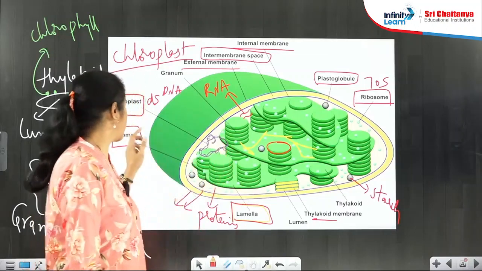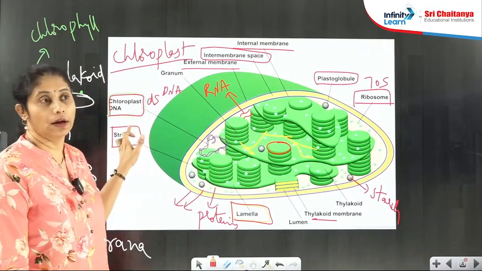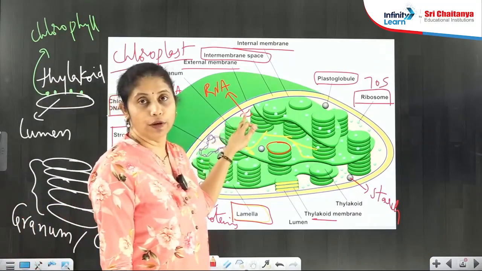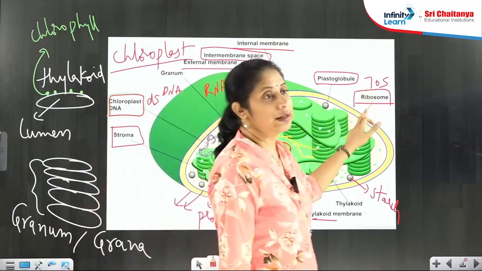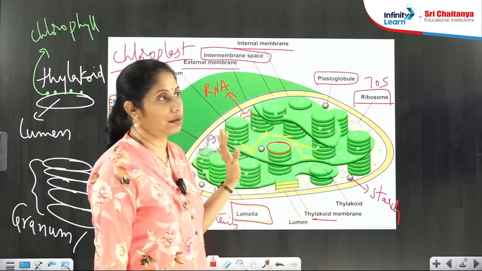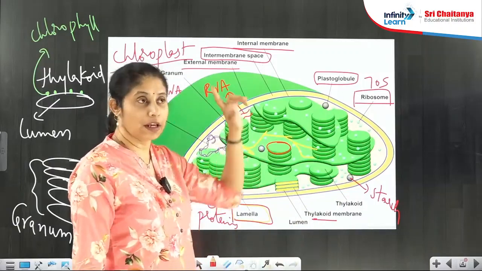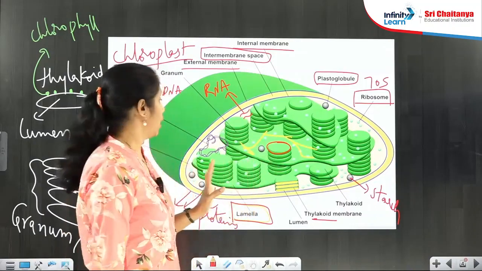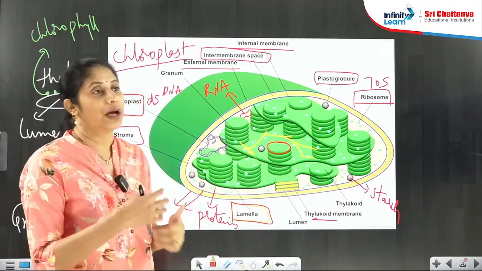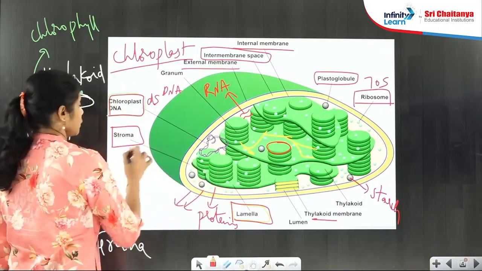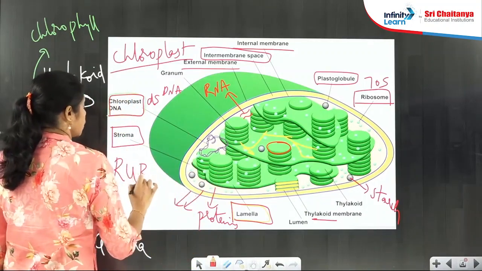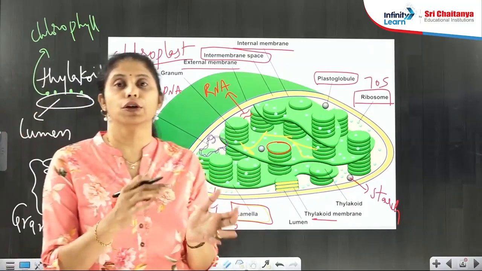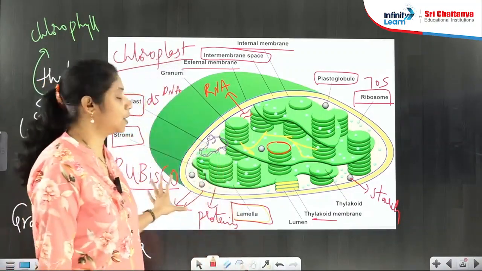And one double-stranded circular DNA will be there, that is called chloroplast DNA. And then a few RNA molecules are present like mitochondria. 70S ribosomes are present like mitochondria. Here they contain the photosynthetic enzymes. In mitochondria, they contain the respiratory enzymes. That is the main difference. And in the stroma, we have different enzymes like rubisco. One major enzyme which is present in the stroma is rubisco. This is concerned with carbon dioxide conversion to glucose. Like that, so many enzymes are present.